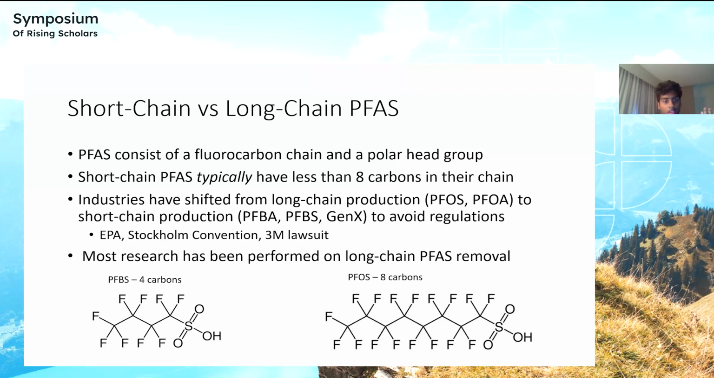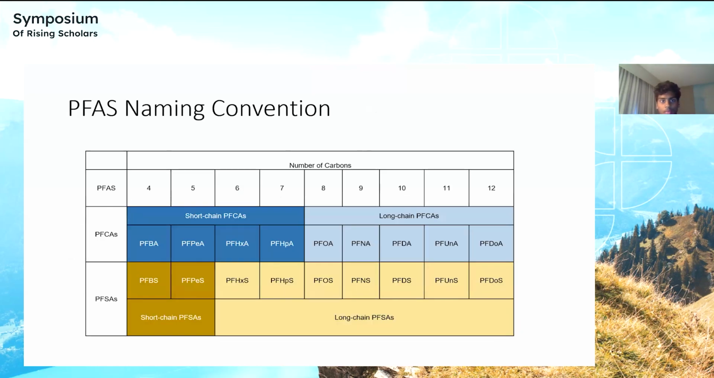PFAS consists of a fluorocarbon chain and a polar head group. And the difference between short chain and long chain PFAS is just the length of that carbon chain. So as you can see in the diagram, a PFBS molecule has 4 carbons and a PFOS has 8. Industries have shifted from long chain production to short chain production to avoid regulations that have been placed on long chain production. And because this is very recent, most research has been done on long chain PFAS remediation.